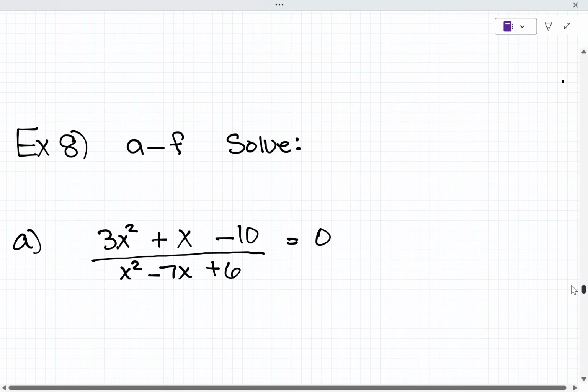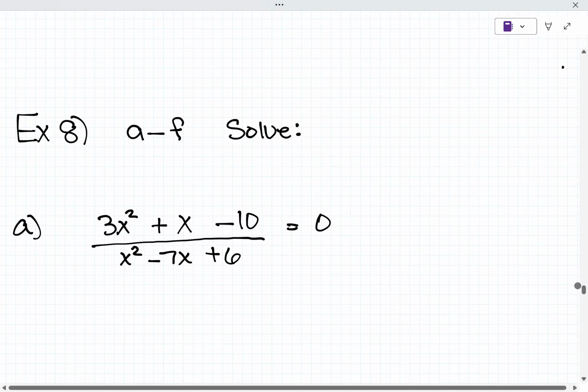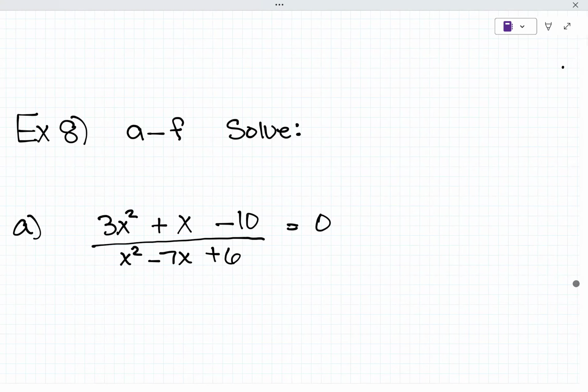Okay, example 8. In example 8, A through F, it says solve. So on A, we have this rational function 3x squared plus x minus 10 all over x squared minus 7x plus 6 equals 0. This one's a lot easier than from example 1. Why is this a lot easier? It's because there's only two sides. You have a left and a right. So if you only have two sides, you can definitely cross multiply.